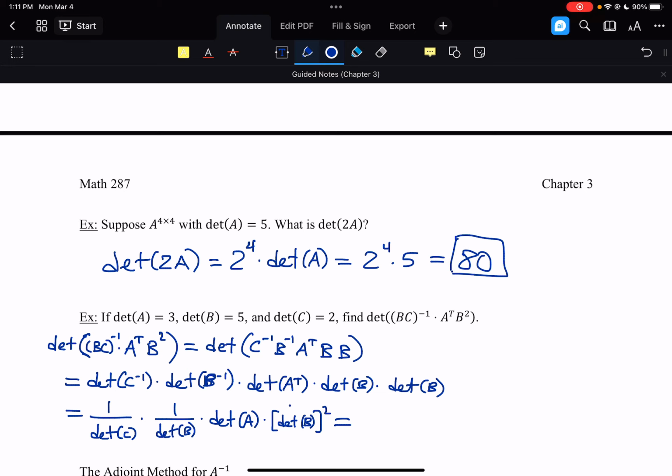And now these are all things that we know from the problem, right? Determinant of A is 3, determinant of B is 5, determinant of C is 2. So that's going to be 1 over 2 times 1 over 5 times 3 times 5 squared. Multiply all of that out, and we get 15 over 2, or 15 halves. So we can compute the determinant of a much larger matrix or a more complicated matrix simply by knowing the determinants of the pieces that went into the calculation like this.